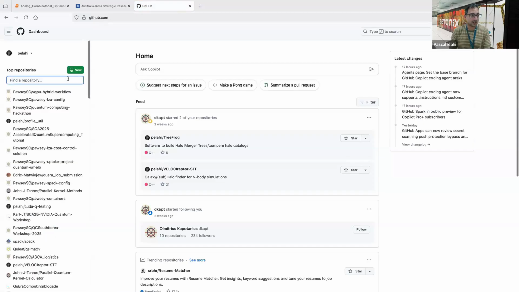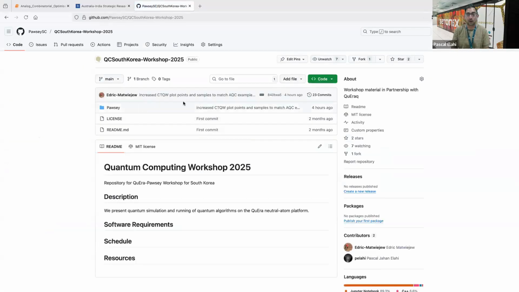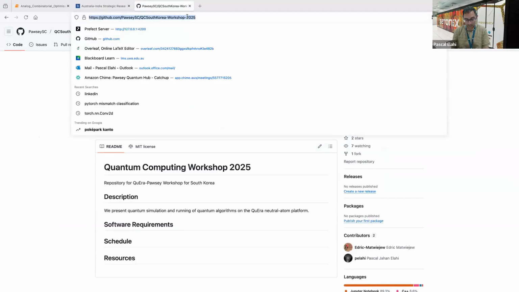So there we are, and it's a similar notebook we actually ran for a workshop in Korea. But it's exactly the same. So you can git clone. We'll put this maybe into the chat so that everybody has it.